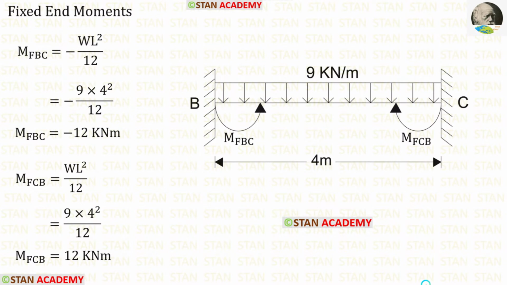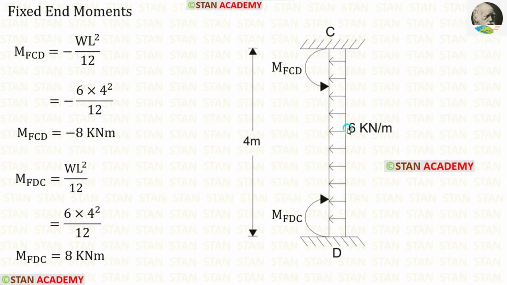Now let us find the fixed end moments in the beam BC. In the beam BC, there is UDL 9 kN per meter acting for the full span. The formulas for the fixed end moments are minus WL square upon 12 and positive WL square upon 12. Here W is 9, L is 4. When we apply the values in the formulas, we are getting M of BC and M of CB.